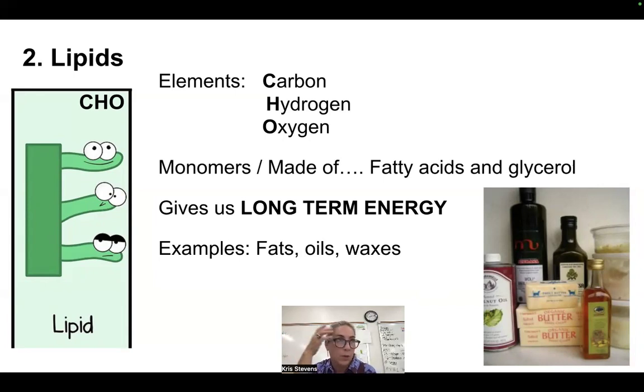Polar is unequal sharing of electrons. Water is polar, so it's hydrophilic. Nonpolar is equal sharing of electrons. So these are nonpolar. They don't mix with water.